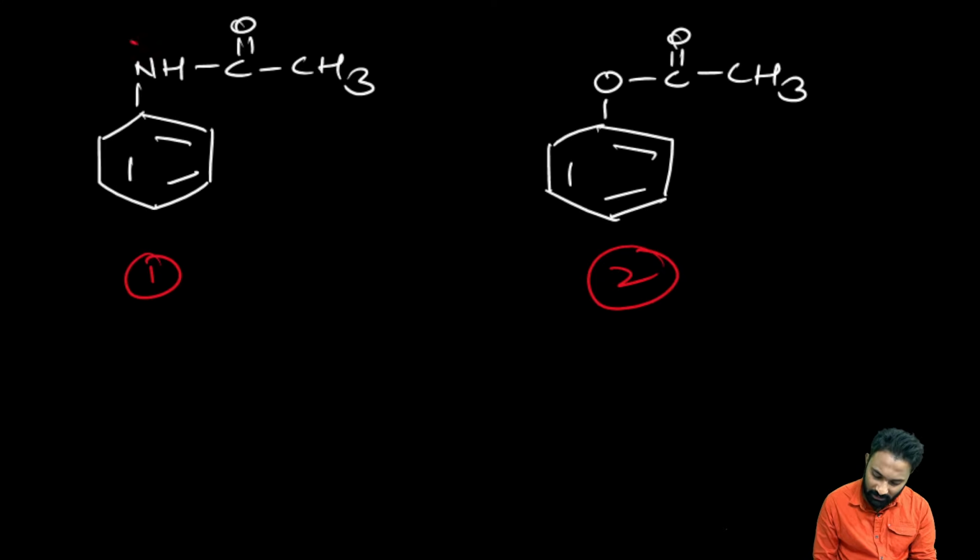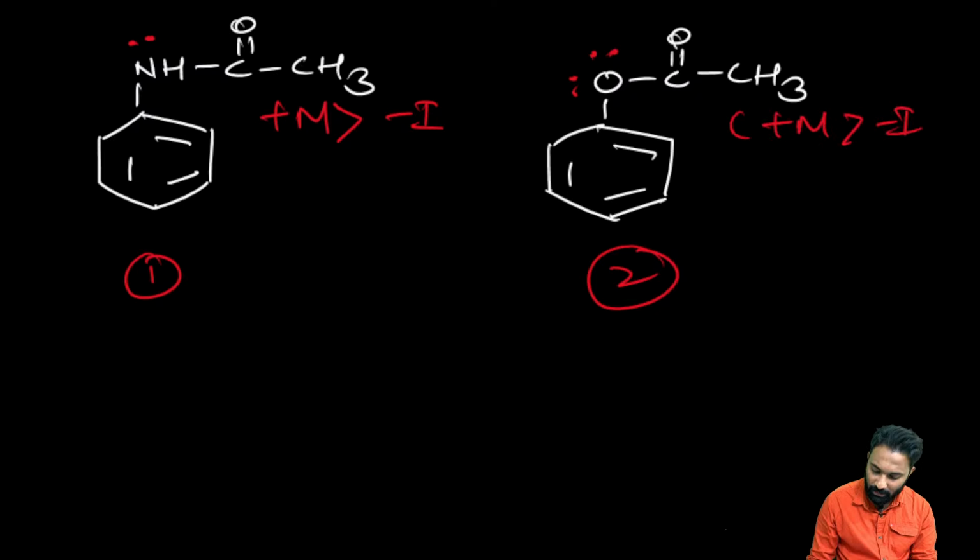The first one will show plus M, because nitrogen contains a lone pair of electrons, right? Due to the presence of this lone pair of electrons, it will show the plus M effect, not minus M. It will show plus M effect and minus I effect due to the partial displacement. Here, the oxygen lone pair of electrons will show the plus M as well as minus I. Plus M effect is more dominating than the minus M effect.